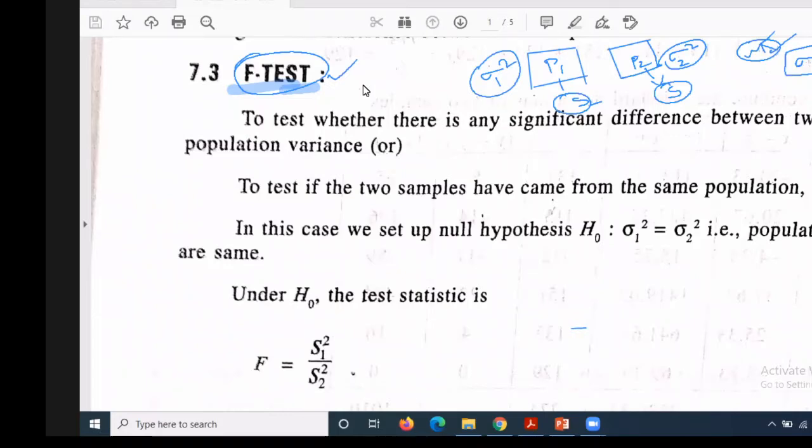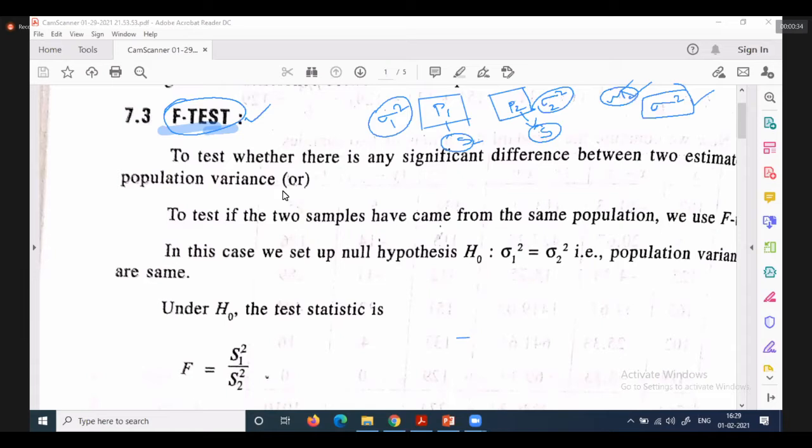F test. This is also called variance test. For variance, we'll use the F test. All of you see here, to test if there is any significant difference between two estimated population variances. Two estimated population variances, see here, clearly they mentioned.